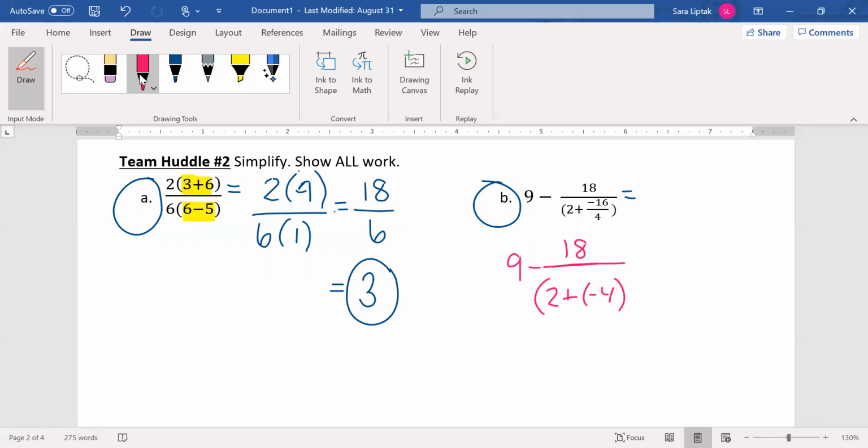This one's tricky. All I did here was simplified the fraction, negative 16 divided by 4, to get us a negative 4. And then everything else stayed the same in the denominator. But let's keep going.